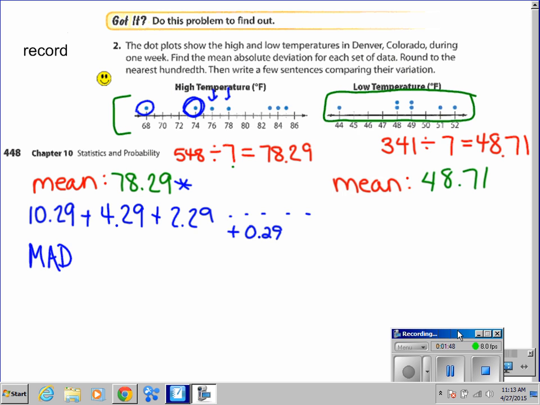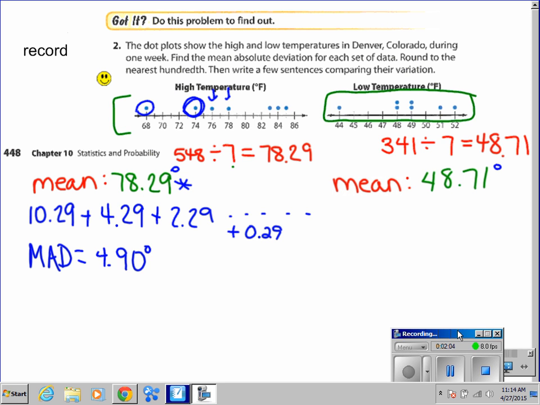So your MAD is 4.9 or 4.90 what? What are we dealing with again here? Which I should have put in. Yep. Degrees. So I'm going to put degrees here, degrees here. I'm actually going to go over here and do the degrees here. Then we go over here.